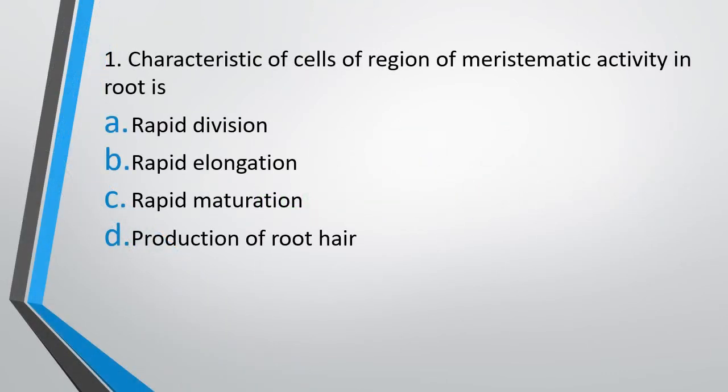Question number 1. Characteristic of cells of region of meristematic activity in root is. There are four characteristics of cells given. You have to identify which of these is the characteristic of cells found in the region of meristematic activity in root. Option A, rapid division. Option B, rapid elongation. Option C, rapid maturation. Or option D, production of root hair. The correct answer is option A, that is rapid division.